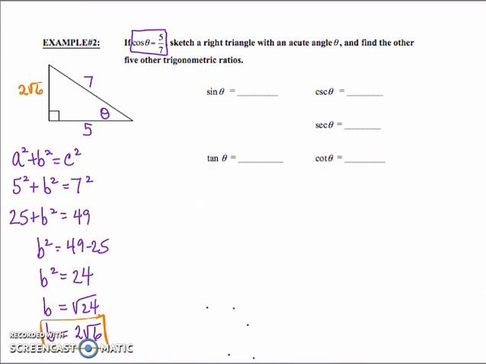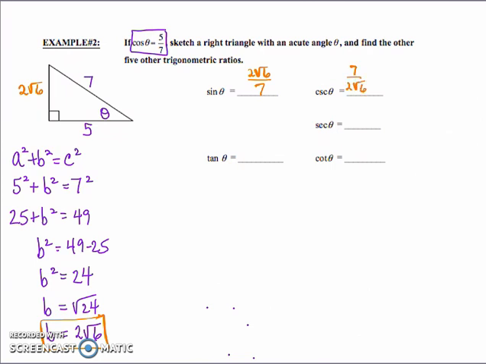So now we are able to find all of the other trig functions because we have all three sides of our triangle. Sine is opposite over hypotenuse. So in this case, sine is going to be 2 square roots of 6 over 7. Cosecant then is going to be the reciprocal of sine. That's going to be 7 over 2 square roots of 6.